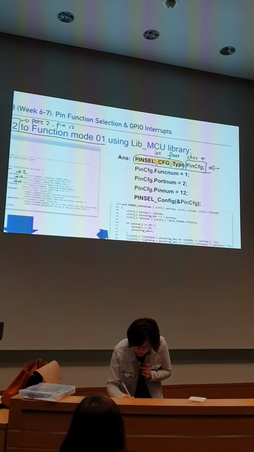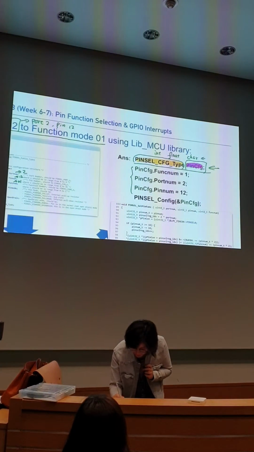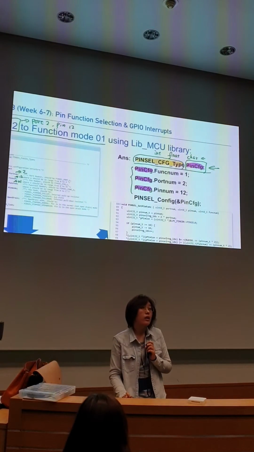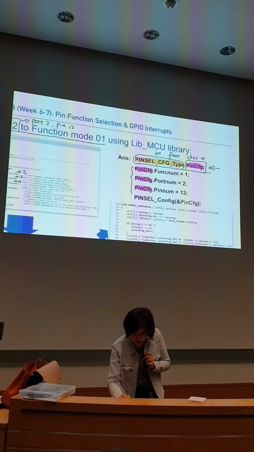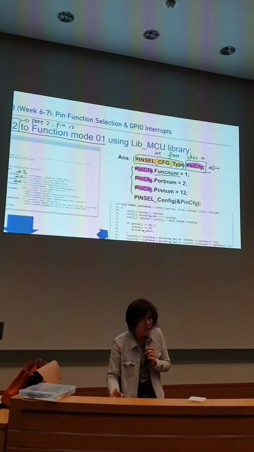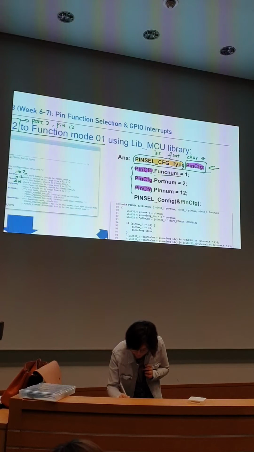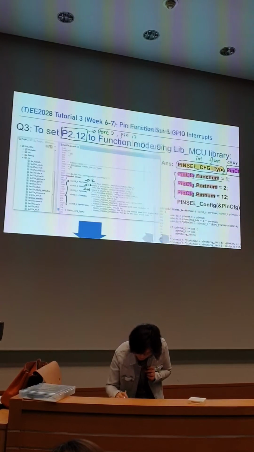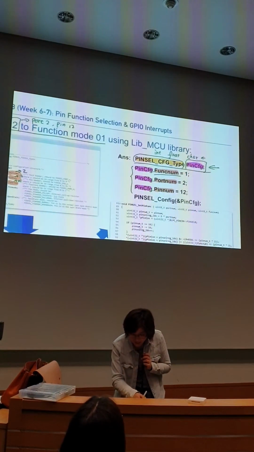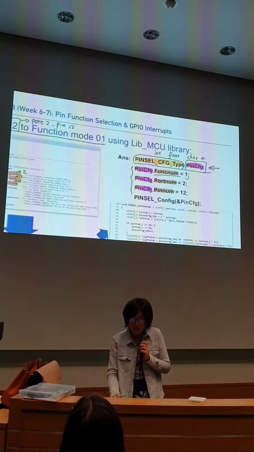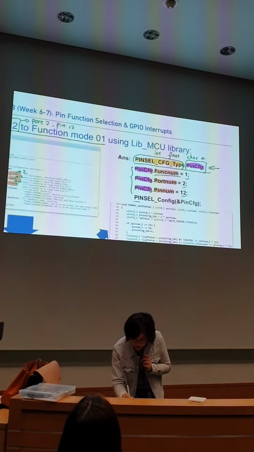Then you set the elements of this structure by writing in this way. Here is the name; whatever name you write here, it should be consistent here. Then structure name, dot, and this is the element name. Let me highlight this. So you are telling this structure that, for this case, your function number is 1, your port number is 2, your pin number is 12, and now you can call this function.